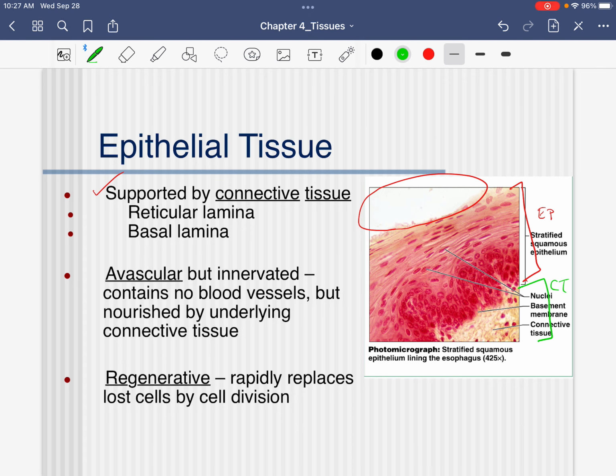Technically, epithelial tissue itself is avascular, it doesn't have its own blood supply, but epithelial tissue will get its nutrients from the underlying connective tissue. Because of course, epithelial tissue can heal. You get a cut on your skin, it will heal. So of course, the epithelium has access to blood and all that, but it just gets it from the connective tissue underneath.